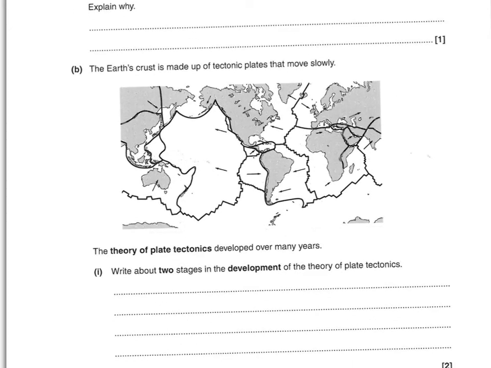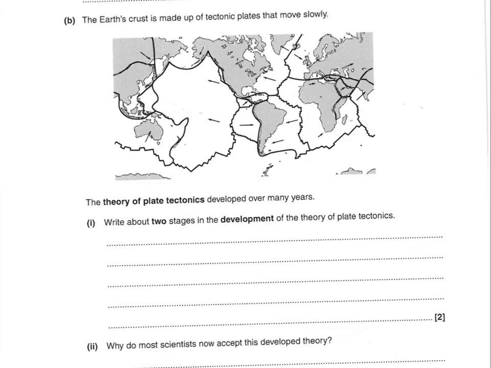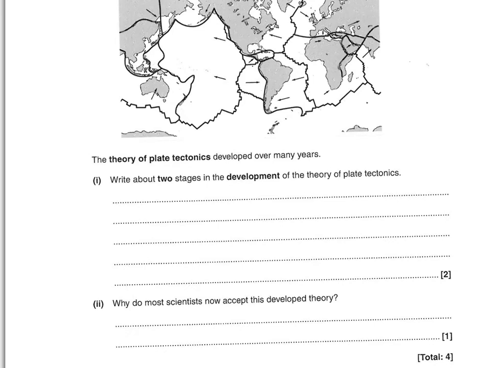The Earth's crust is made up of tectonic plates that move slowly. The theory of plate tectonics developed over many years. Write about 2 stages in the development of the theory of plate tectonics. So, any 2 of these, you could say that continental drift theory was suggested. You could say that continental drift theory was not accepted by scientists at the time, but extra evidence obtained, such as seafloor spreading, then backed up the theory. So any 2 of those 3 would be fine.